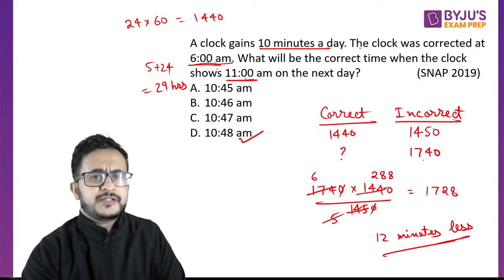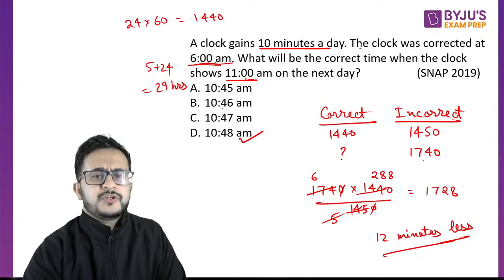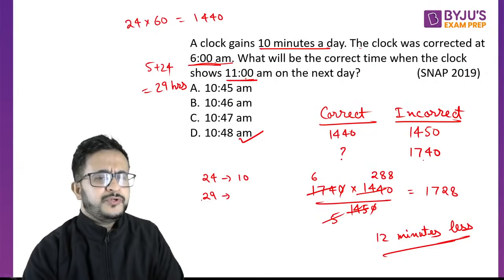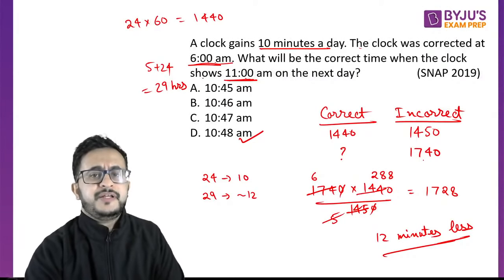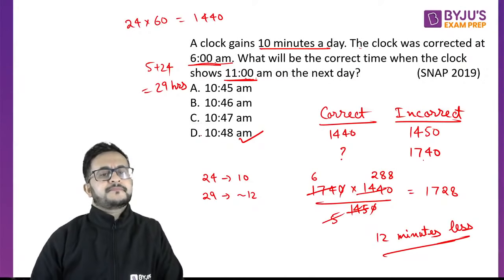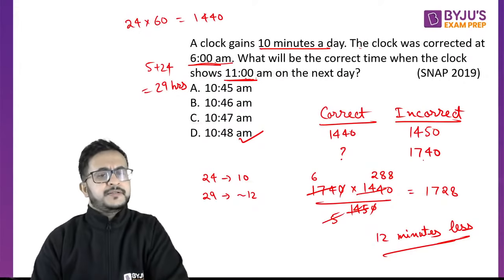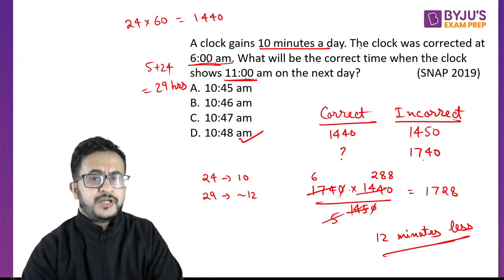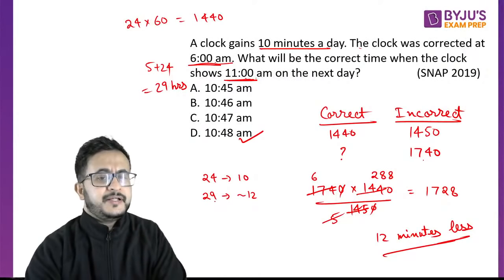29 घंटे में कितना हो जाएगा? This is 29 hours. ठीक है. So 24 घंटे में वो 10 minutes कर रहा है. 29 में कितने कर लेगा? It is 1.2 times. ठीक है. रफली 1.2 कर लो. रफली 12 minutes गेन कर लेगा. Right. So now it is showing 11 a.m. So you subtract 12, you get 10:48. Is it clear? Exact answer is this. Okay, you can just approximate by getting this.